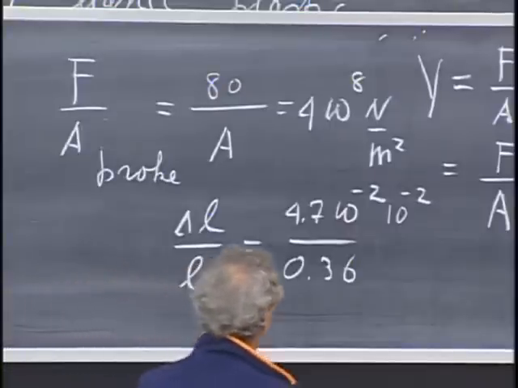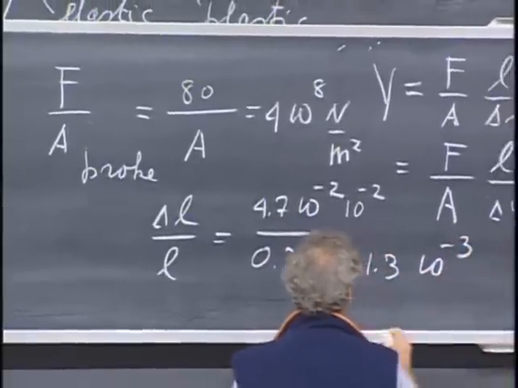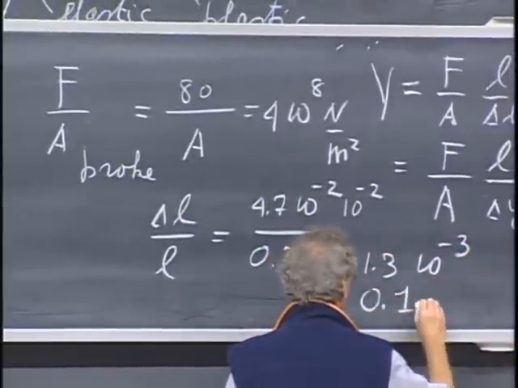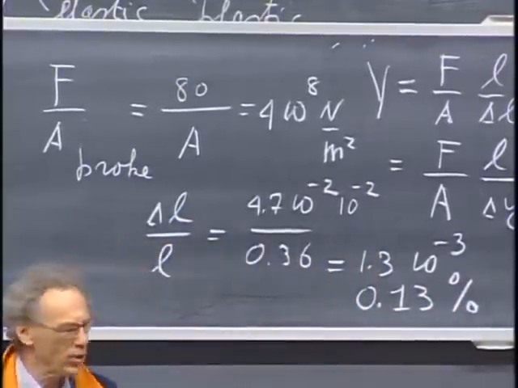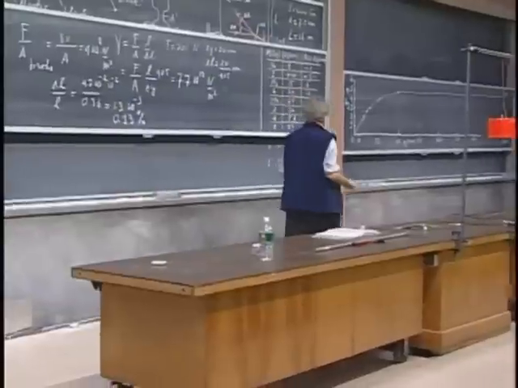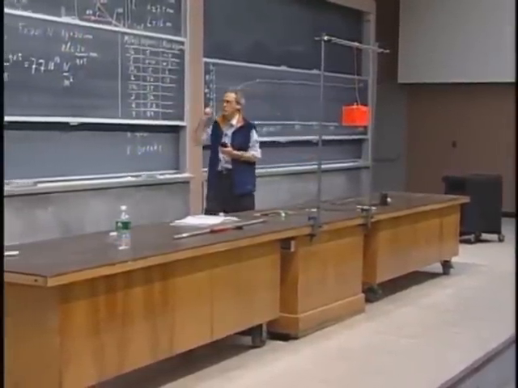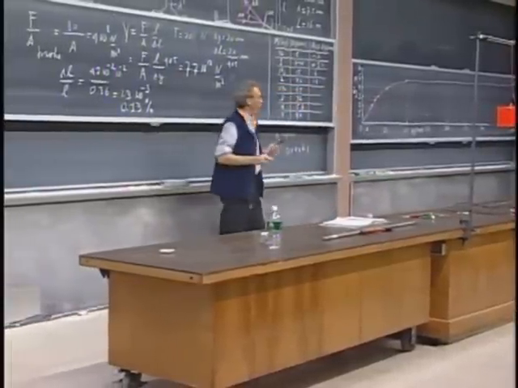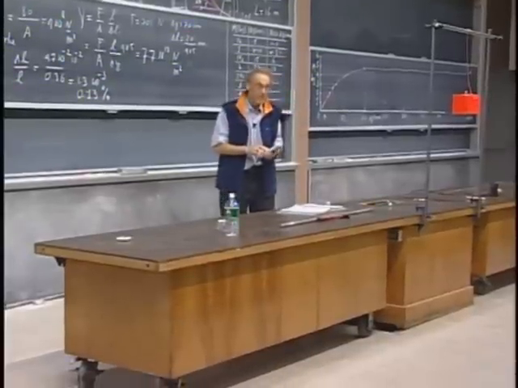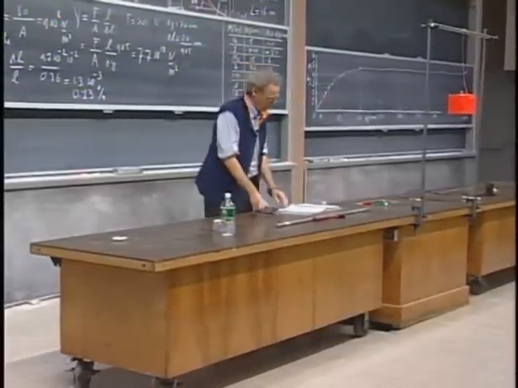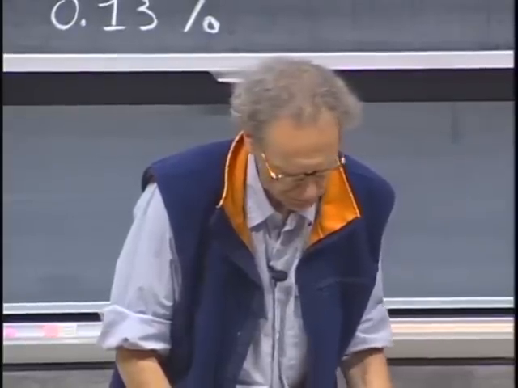And that gives me 1.3 times 10 to the minus 3. In terms of percentages, that would be 0.13%. So the wire, when it reaches the end of its Hooke's law parameter space, has only become longer by 0.13%. And when the wire breaks, in general for metals, it's maybe 5 or 10% longer than its original length. That's a typical value for metals.